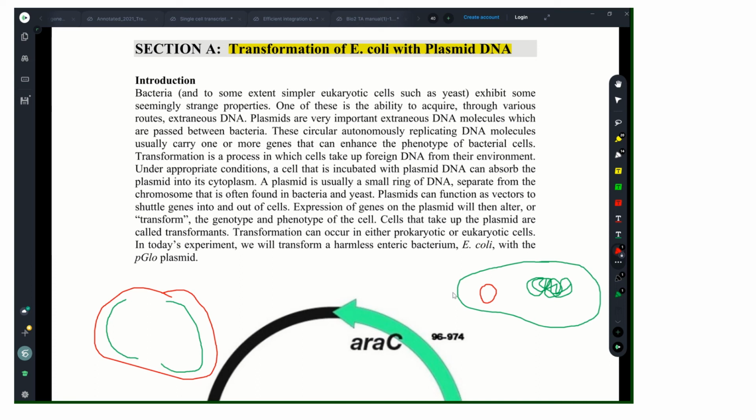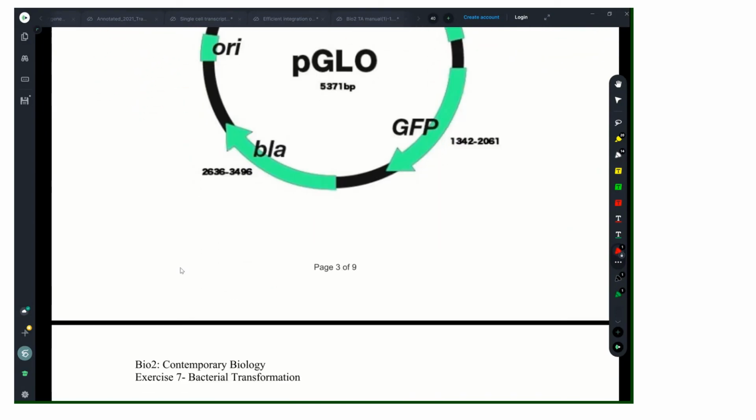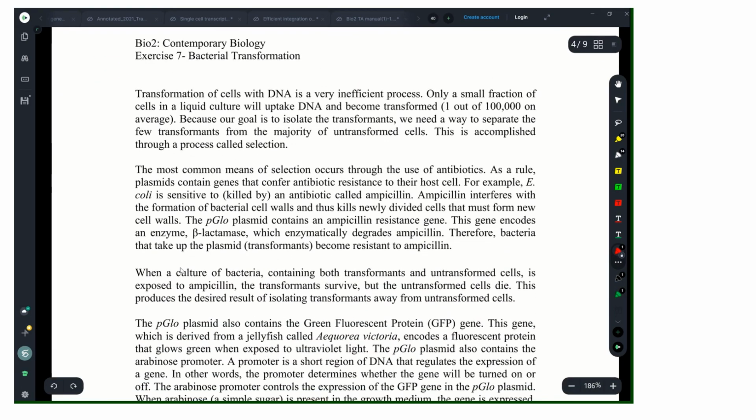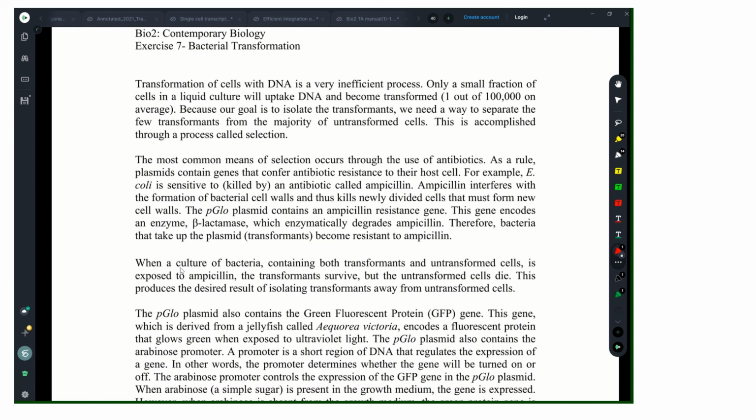In today's experiment, we will transform a harmless enteric bacterium E. coli with the pGlo plasmid. So we are using the pGlo plasmid. Transformation of cells with DNA is a very inefficient process. So as you can see, this is a transformation and it's an inefficient process. Only a small fraction of cells in a liquid culture will uptake DNA and become transformed. So if we have 100,000 cells, only one of those will become transformed. If we have 200,000, two of those, 300,000, three of those. So that's why the process is inefficient.